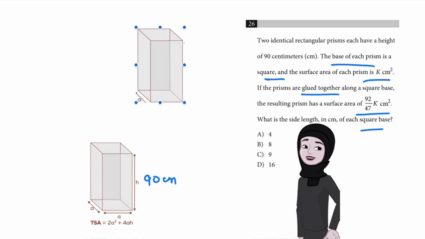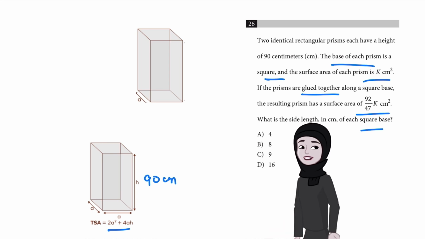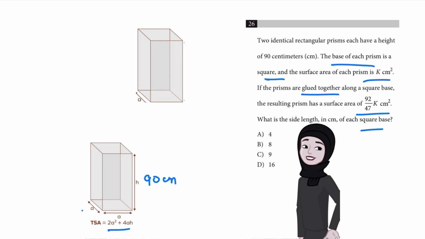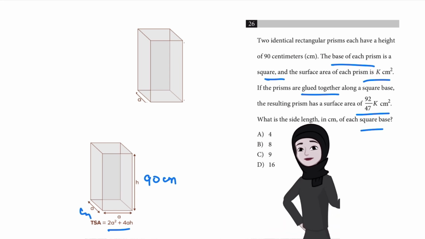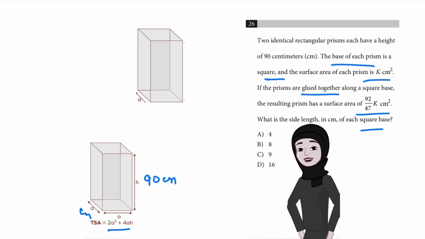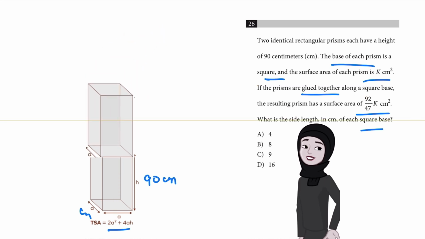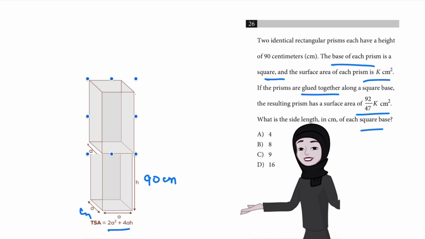Normally, the formula for one prism is represented by 2a squared plus 4ah, where a is, let's say, the side length of the base. The total surface area of one of these will be 2a squared plus 4ah, where h is the height of the prism. But if I place it now on top of the other, what happens?